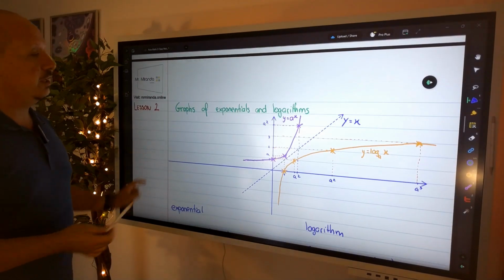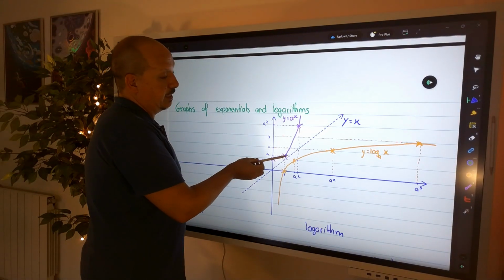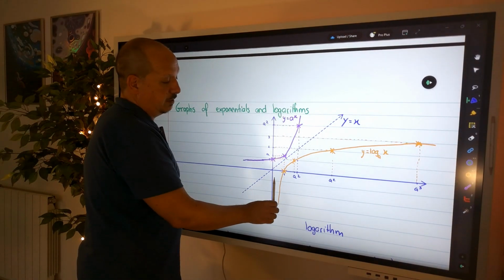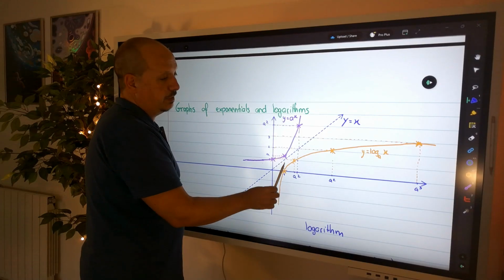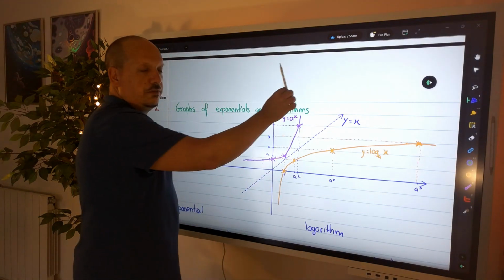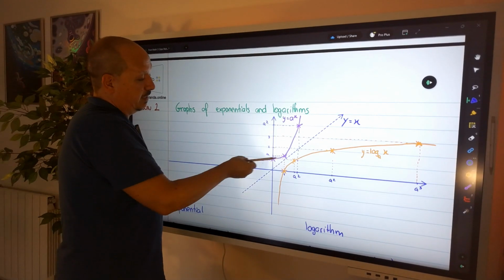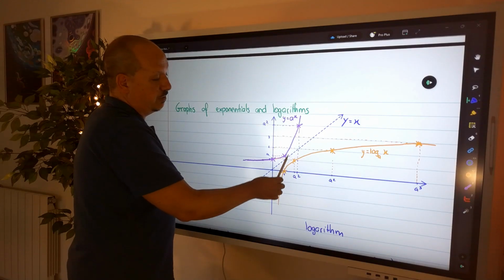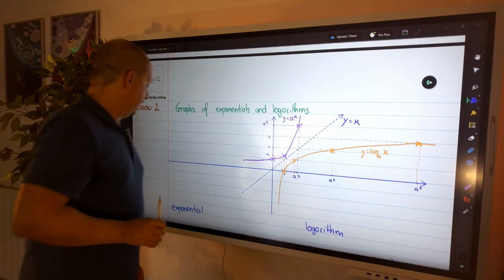As you can see here, you already knew that for the exponential function the gradient increases forever. On the logarithm, it decreases forever. It tends to 0. Here it tends to infinity. As you go that way, it tends to 0. As you go this way, closer and closer to 0, it tends to infinity as well.